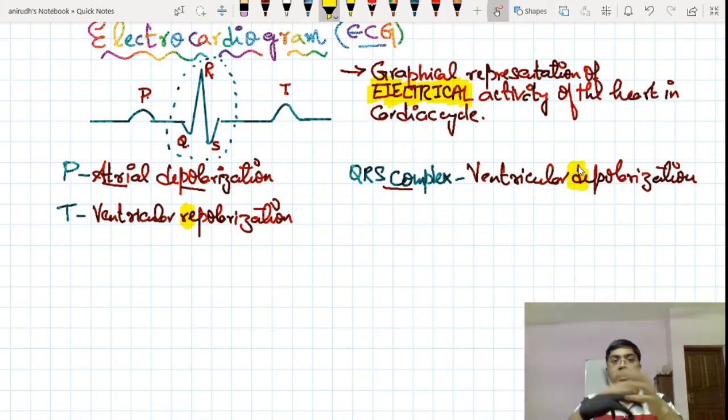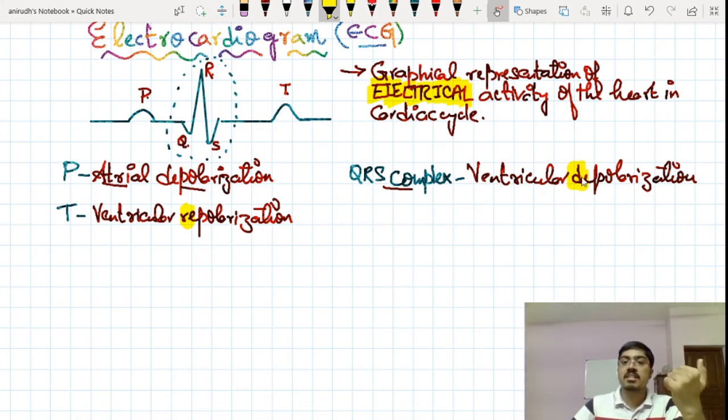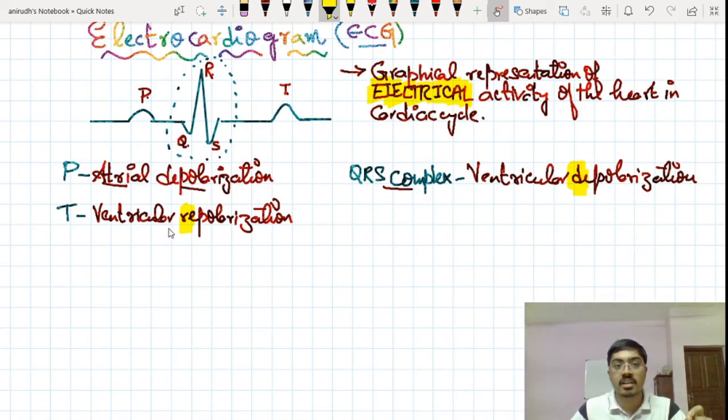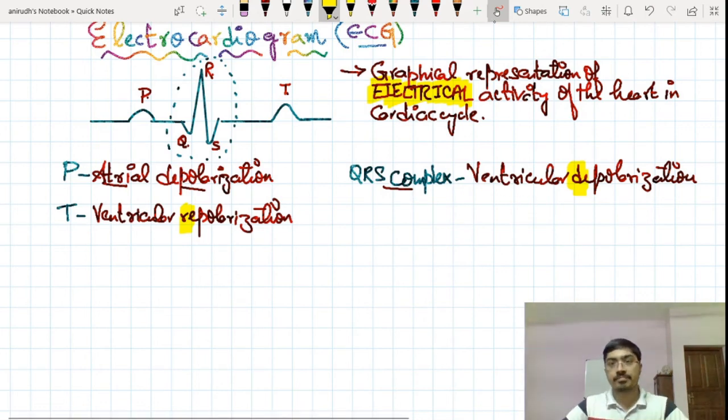So first the atria will contract, so for that matter there is atrial depolarization. Then the ventricle has to contract, so for that matter there is ventricular depolarization. During this particular time the atria has to relax. And after that the ventricle has to relax. So first the ventricle has to contract, then it has to relax. That is why the QRS complex comes first and then comes the T wave. So the T wave signifies ventricular repolarization and the QRS complex signifies ventricular depolarization.